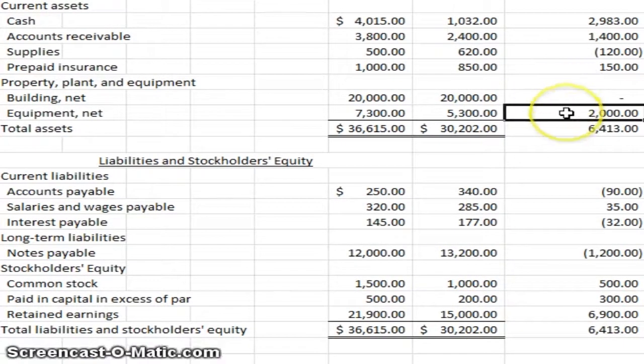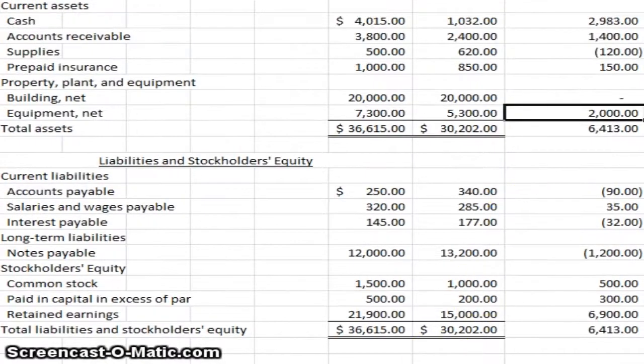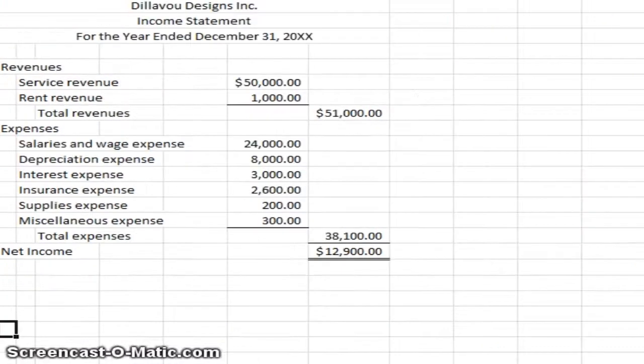So we got building net and equipment net. So if we purchased equipment, we've got an increase of $2,000. Did we just purchase $2,000? Well, let's look at one other financial statement to help out on some of this analysis. Let's look at the income statement for the company. Because when we get to that operating section, it deals with changing net income into a cash figure.